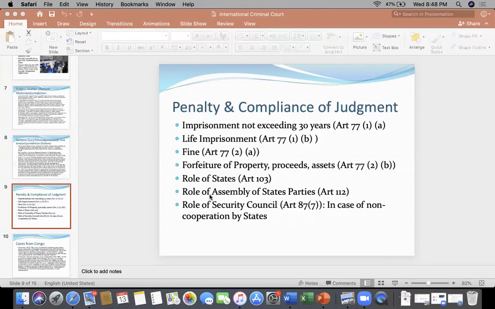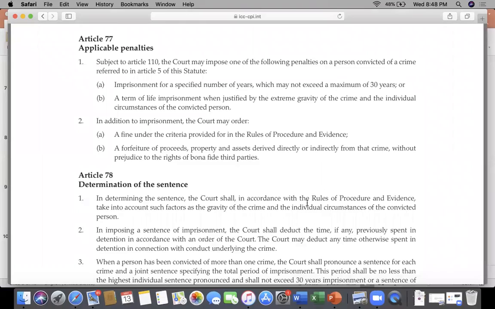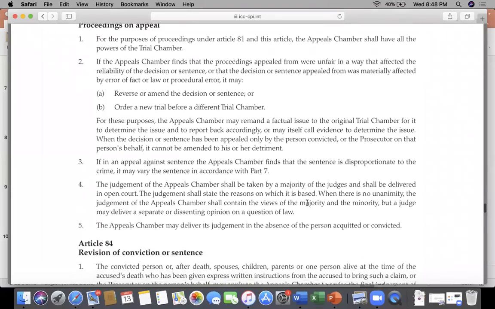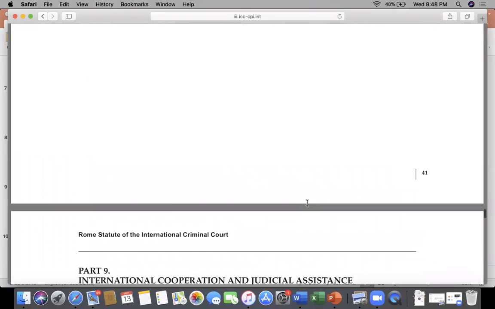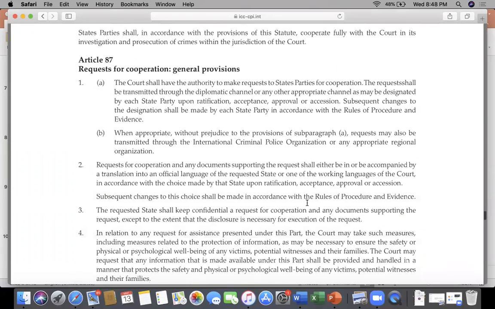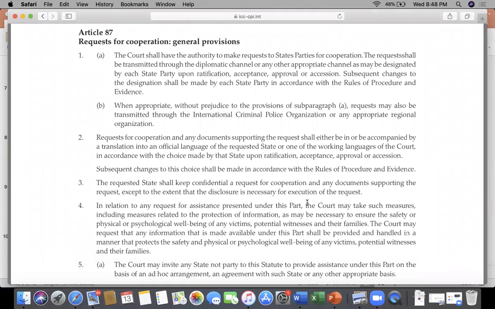And if after that also the judgment is not being enforced, in such case the Security Council is again important. You might wonder why many people criticize that the Security Council has been given a function in the International Criminal Court. The answer is that if all these situations fail, then there will be the role of the Security Council in case of non-cooperation by the states. Article 87 gives the role to the Security Council, that in such case it will have to enforce the judgment of the International Criminal Court.